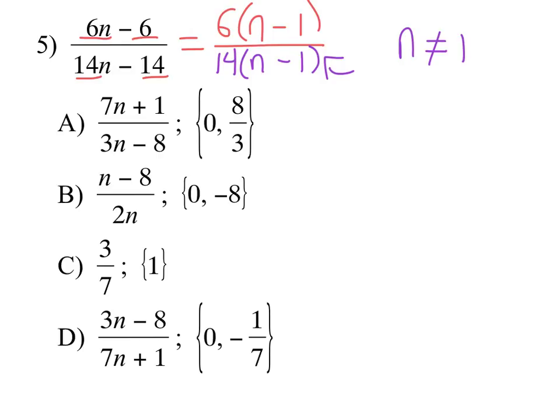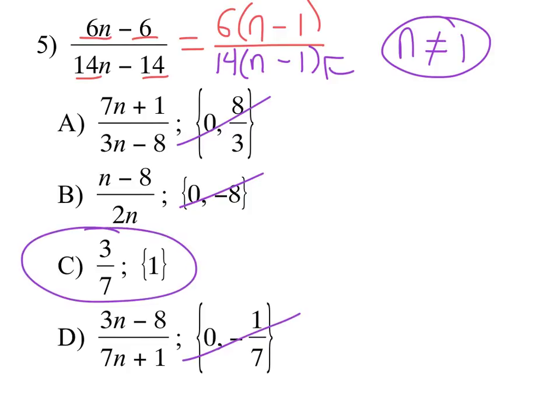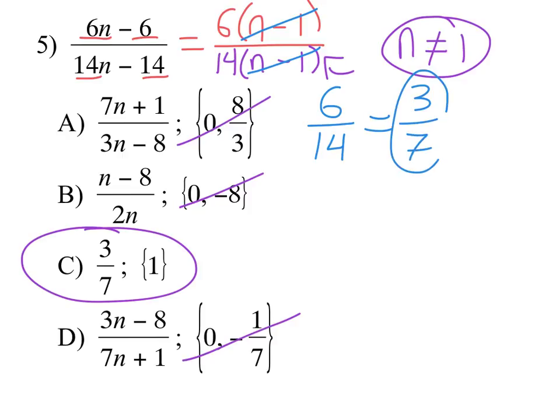Pretty quickly, what I notice here is that based on this excluded value, if n does not equal 1, I can't use choice A or choice B or choice D. The only option is choice C. I'm going to finish off the problem and see if that holds true. I notice that I've got an n minus 1 on the top and on the bottom, so I can cancel those out, and I'm left with 6 over 14, which does in fact reduce to 3 over 7. So 3 over 7 is my answer, with n equals 1 as my only restriction.